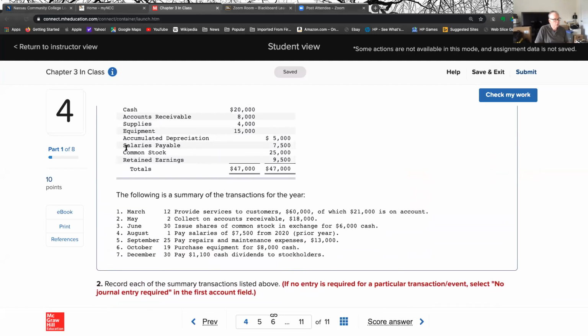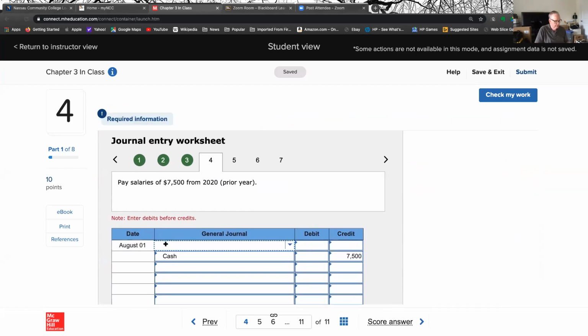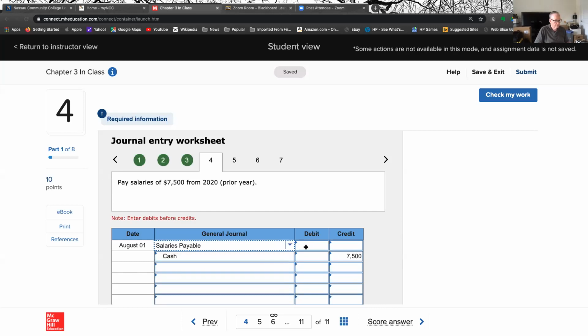You have an account called salaries payable, $7,500. That's what you're paying. You're paying that $7,500. So it's not salaries expense. If it was salaries expense, it would be the current year. But because it's the prior year, it's salaries payable. That was kind of a dirty trick, I think.